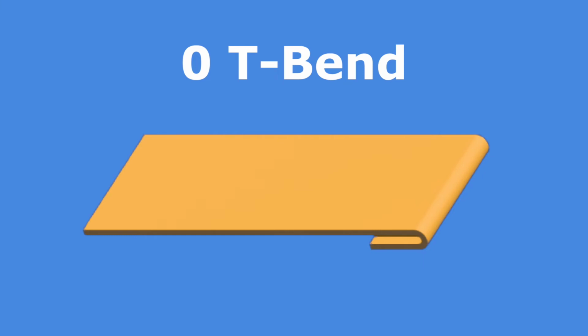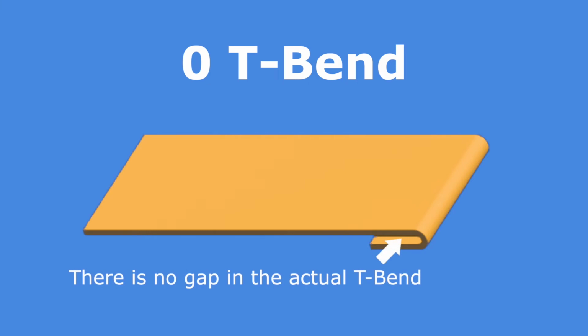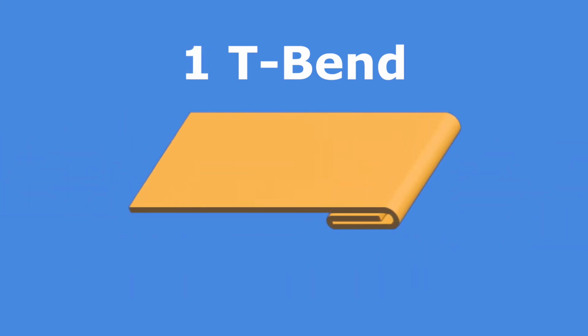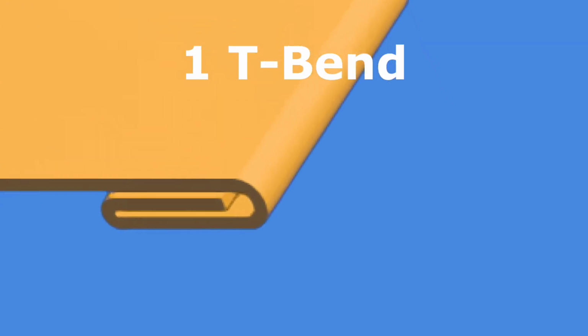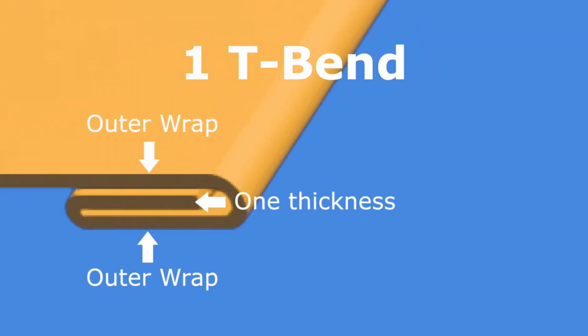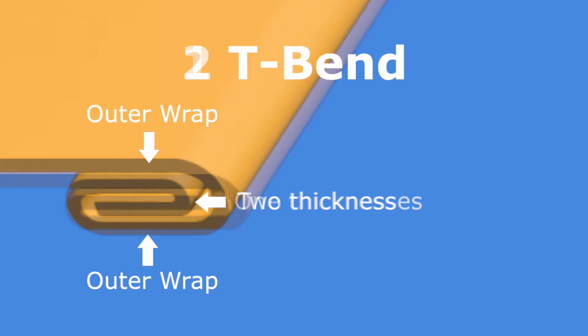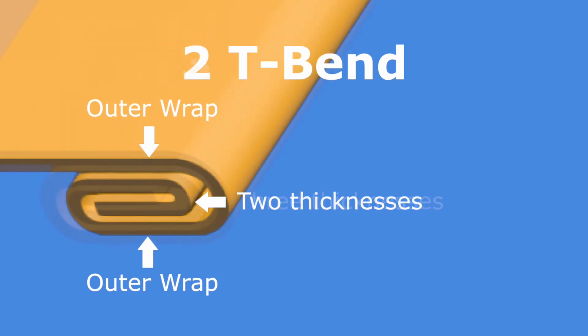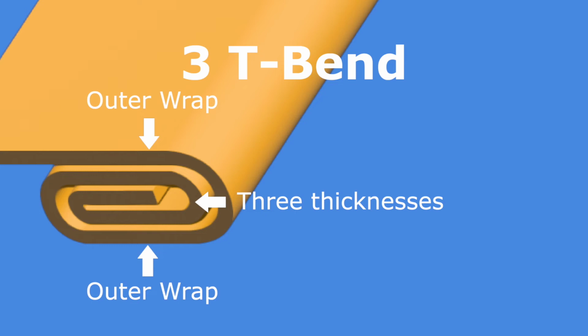Take note that in the illustration of a zero T-bend drawing, it appears that there is a gap. In reality, the bend is compressed in a vise or a press such that no gap exists. To produce a 1 T-bend, the metal is bent over the 0 T-bend. As the illustration shows, there is 1 thickness of metal between the outer wraps. A 2 T-bend has 2 thicknesses of metal, a 3 T-bend has 3 thicknesses, etc.